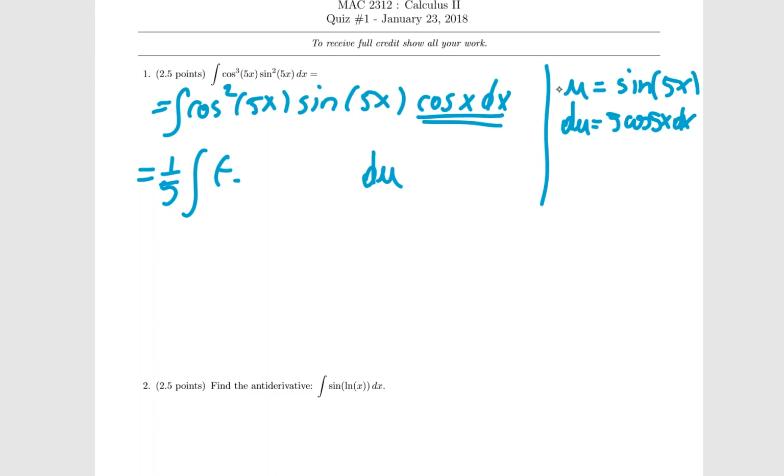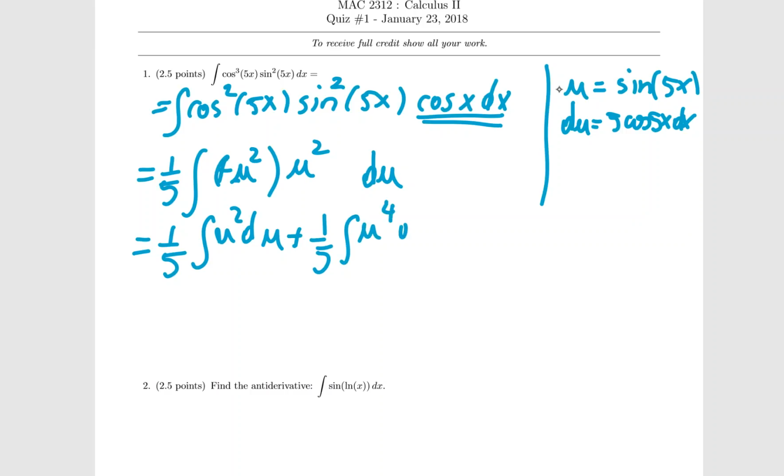1 minus u squared times, this should have been a squared in here, times u squared, because u is sine of x. So if you do this, you'll get 1/5 integral of u squared du plus 1/5 integral of u to the 4th du. And this will give you 1/5 u to the 3rd over 3 plus 1/5 u to the 5th over 5.